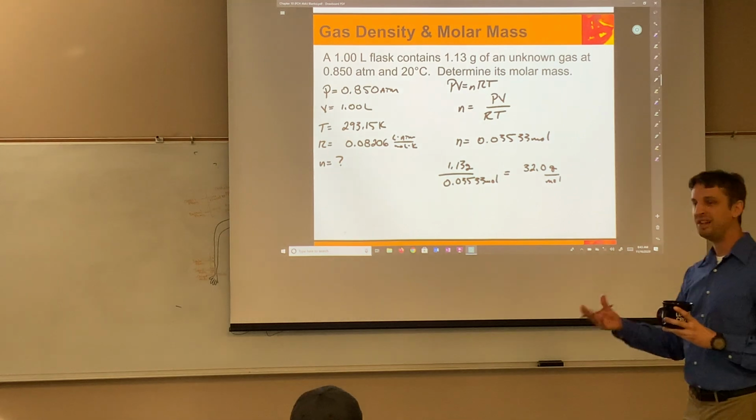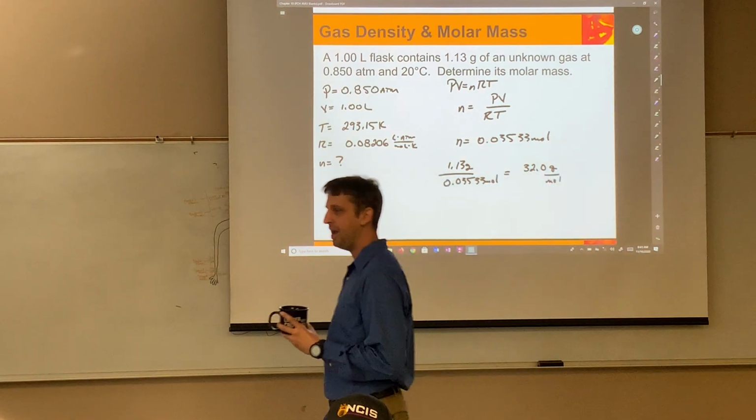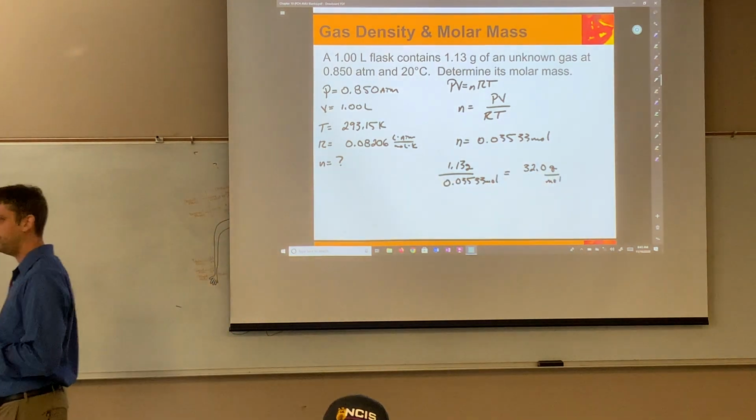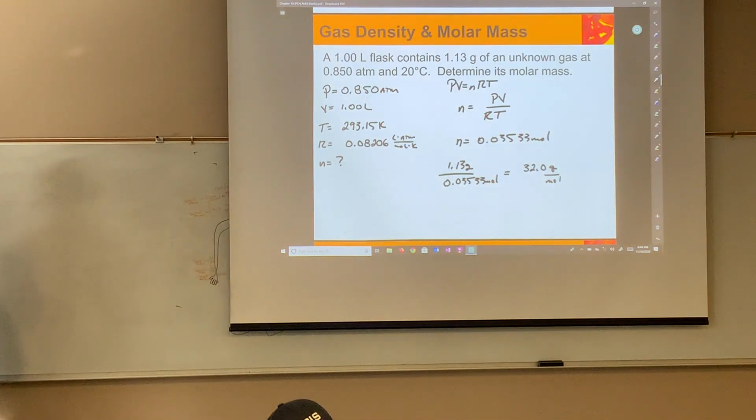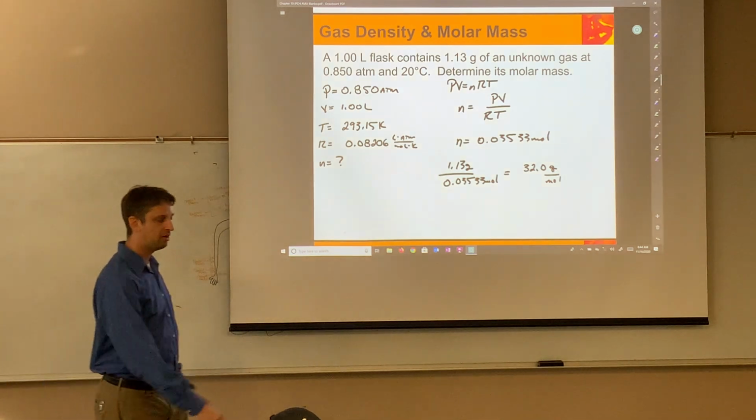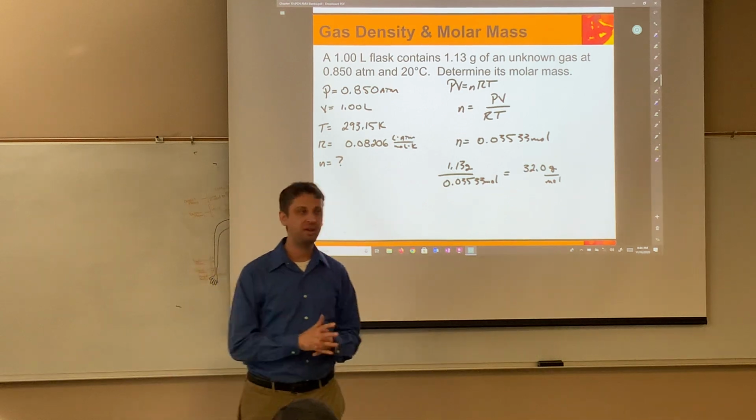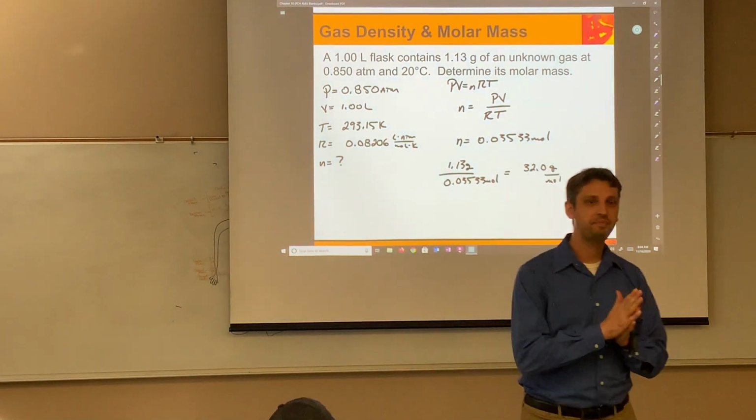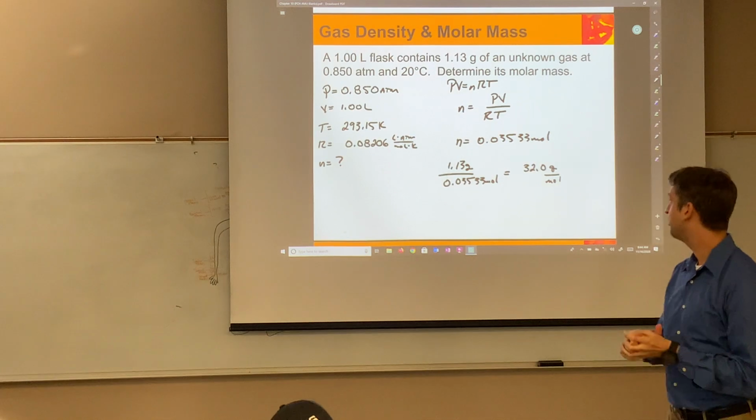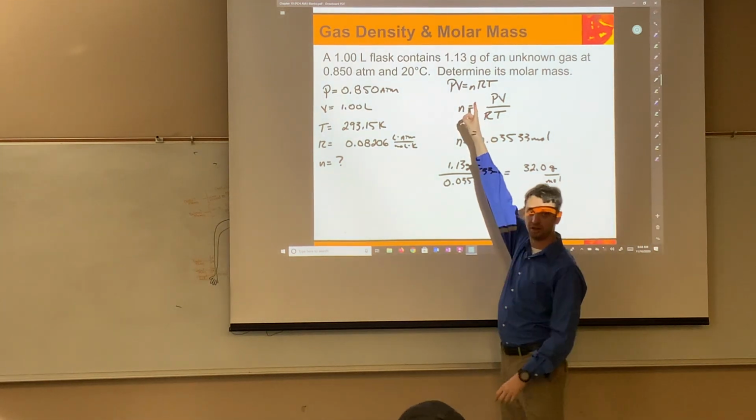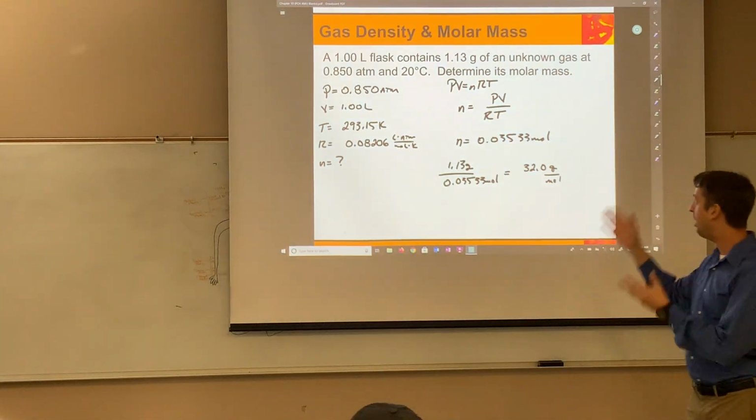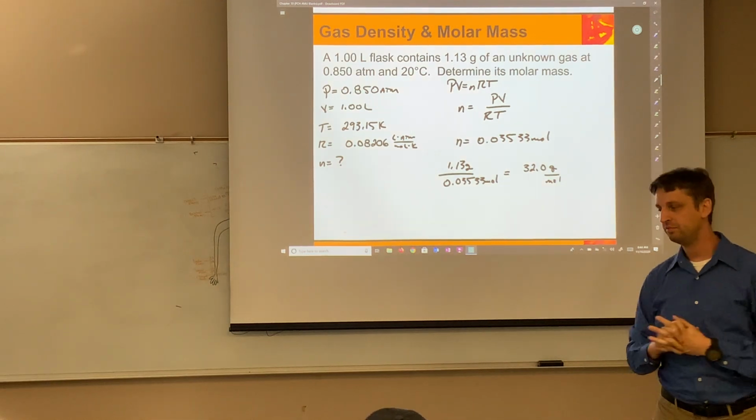The other way is with the density equation. If I give you information about mass and volume, if you have density, you can back out the molar mass that way also. So what's the big secret to these problems? The ideal gas law, and just write out what you have and what you're missing. Where do you find the 1.13 grams? It's in the problem up there. I tell you how much that weighs. Good?